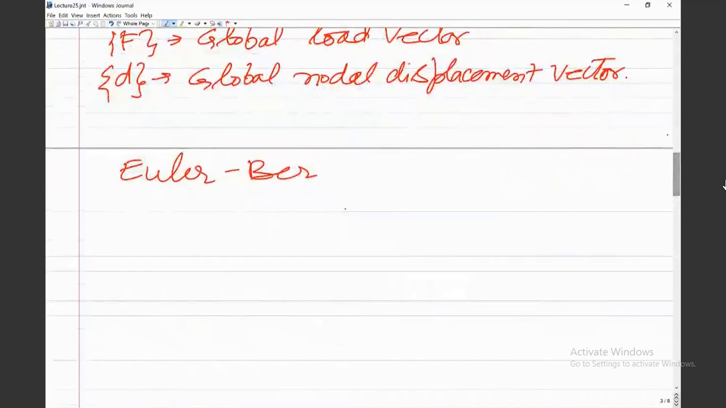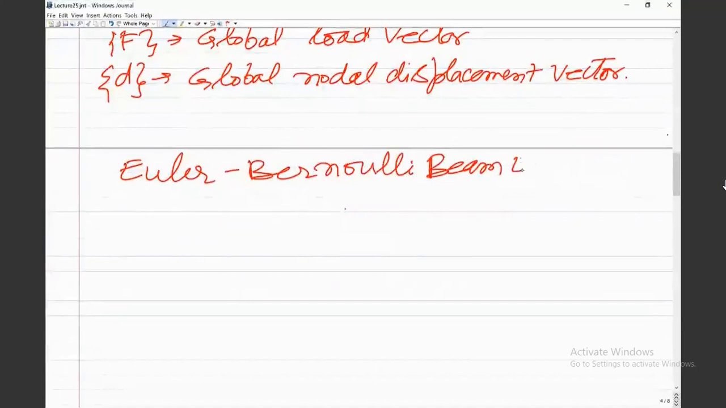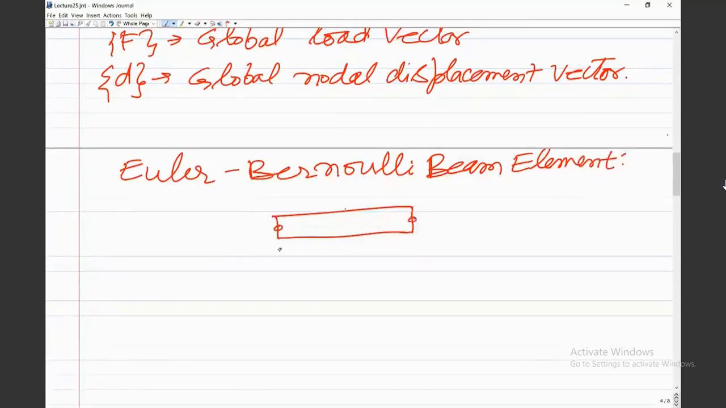So now let me look at this Euler-Bernoulli beam element. In the Euler-Bernoulli beam element, I'm just talking about, starting with, directly a single element. So these are the local node numbers 1 and 2. The local coordinate system is capital X and capital Y, and then in the deformed configuration, say this element deforms like this.